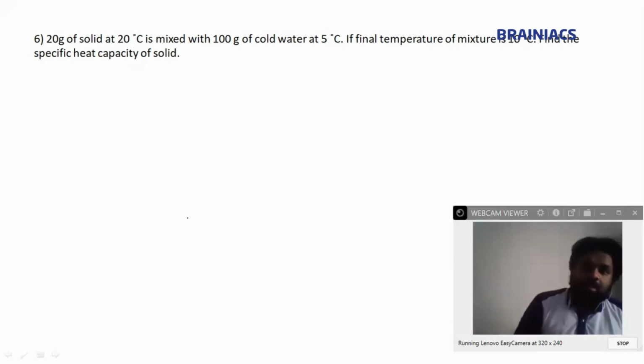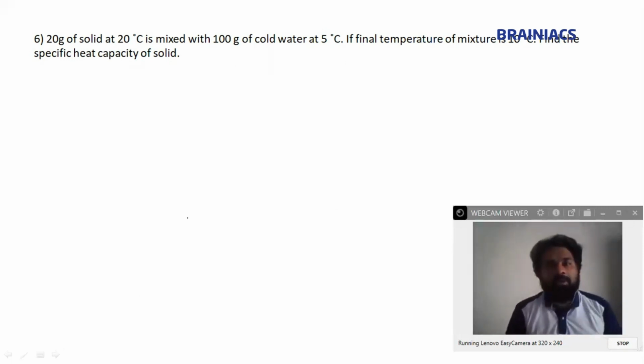Okay, so here another question is, 20 gram of solid at 20 degrees Celsius is mixed with 100 gram of cold water at 5 degrees Celsius. If the final temperature of the mixture is 10 degrees Celsius, find the specific heat capacity of the solid.